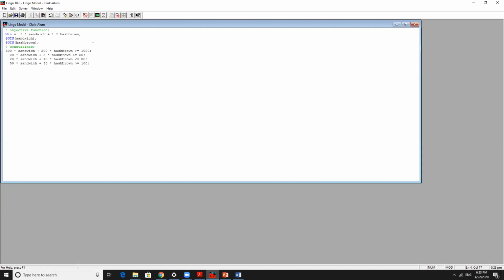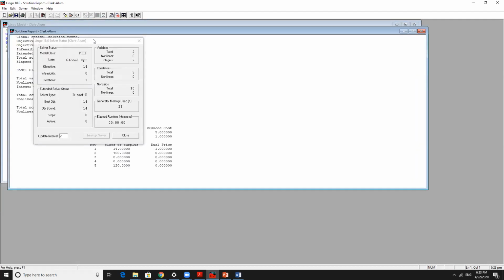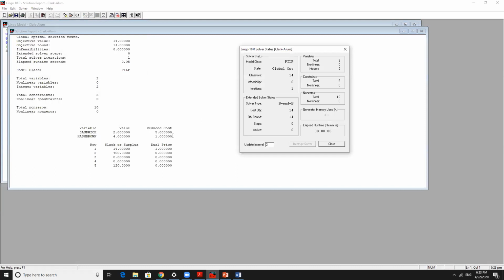So now let's solve this problem. There is a tab here which is solve. It's like a target sign, something like that. You hit that. And this is the answer. So you need to make 2 sandwiches and 4 hash browns. And now you can see the dual price, slack or surplus, or reduced cost that we talked about in the sensitivity analysis.